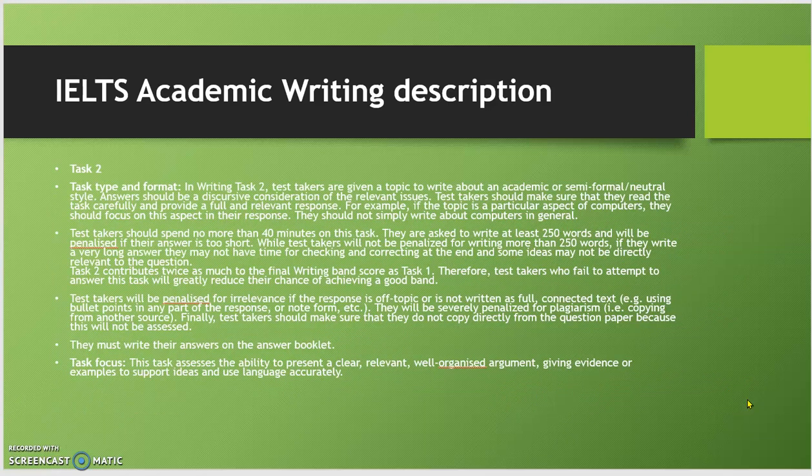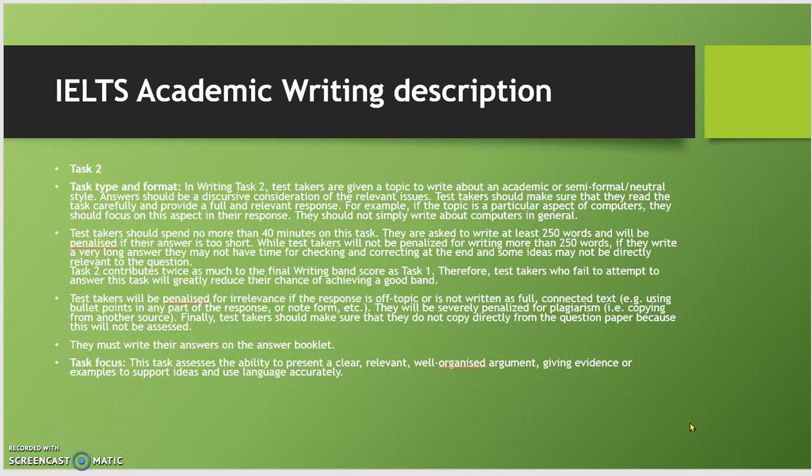Academic writing description, Task 2, task type and format. In writing Task 2, test takers are given a topic to write about in an academic or semi-formal neutral style. Answers should be a discursive consideration of the relevant issues. Test takers should make sure that they read the task carefully and provide a full and relevant response. For example, if the topic is a particular aspect of computers, they should focus on this aspect in their response. They should not simply write about computers in general.